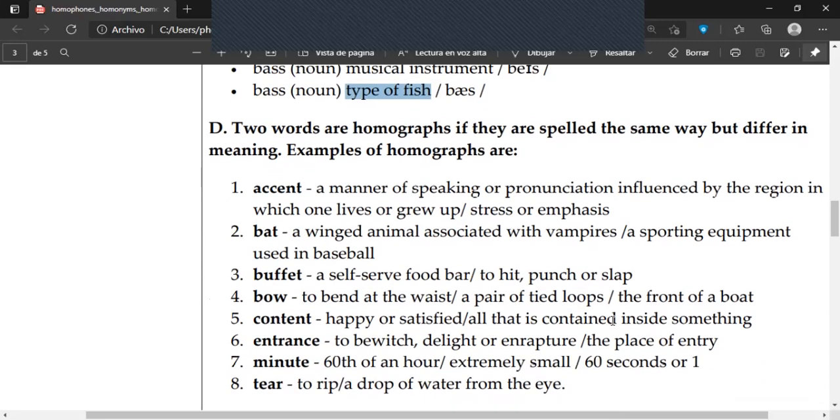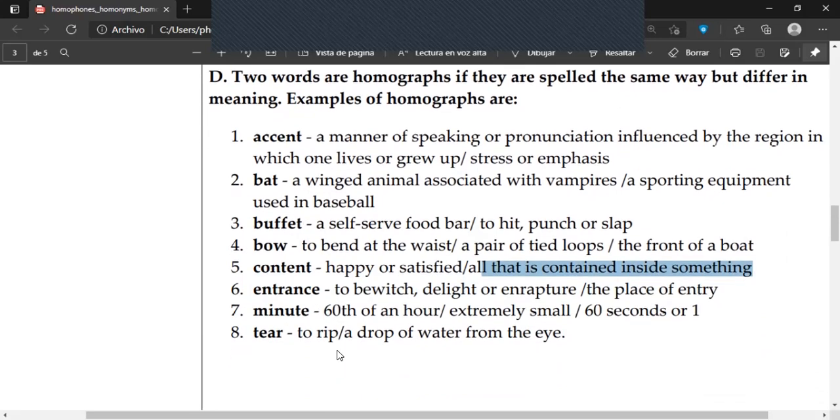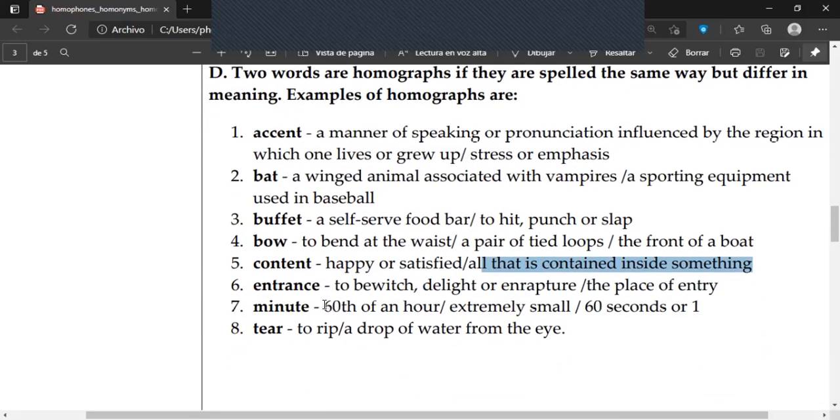And then in letter D, 2 words are homographs if they are spelled the same way but different in meaning. And you have the examples right there. The word content means happy or satisfied. Or what is contained inside something. Minute. What is a minute?